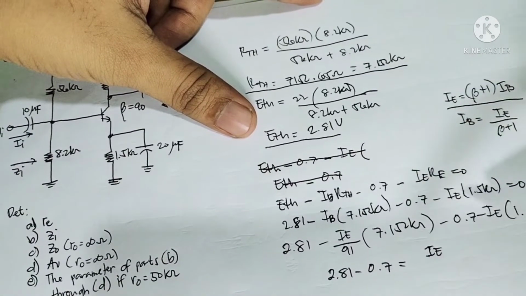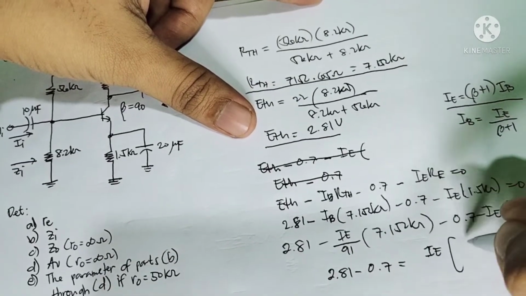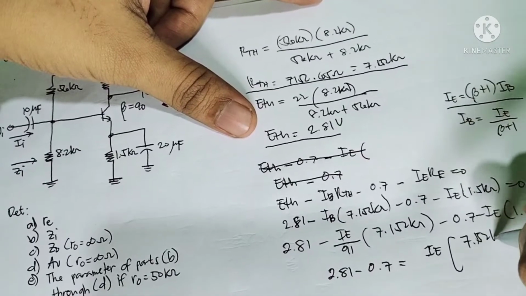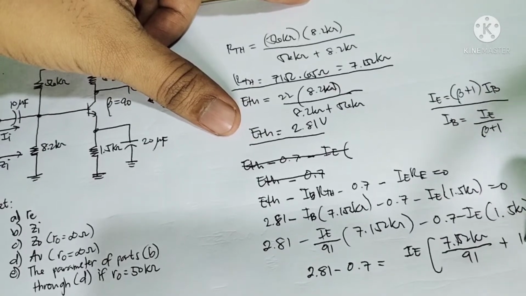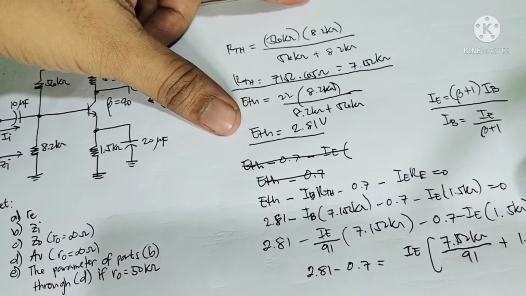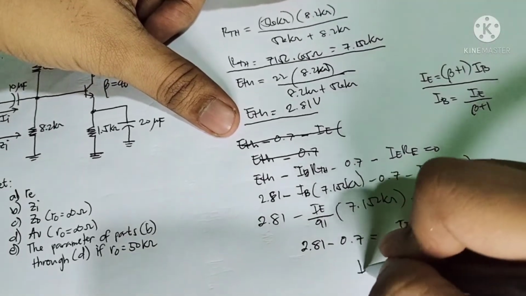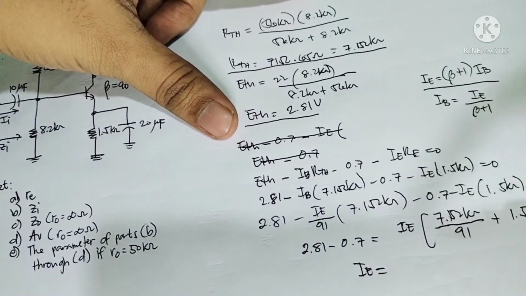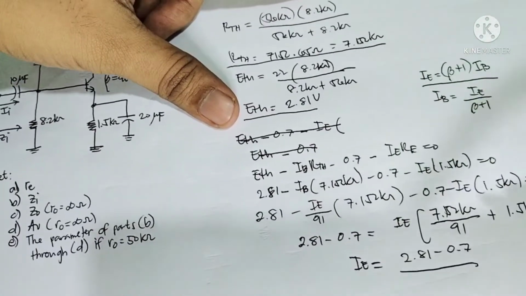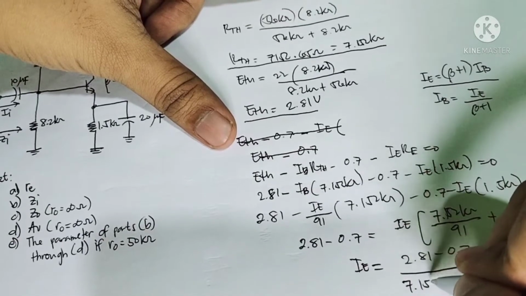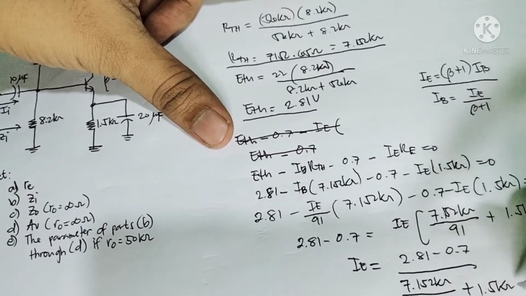Since IE is common, this will be 7.152 kilo ohms divided by 91 plus 1.5 kilo ohms. So in terms of IE, divide both sides by this equivalent. So 2.81 minus 0.7 divided by 7.152 kilo ohms divided by 91 plus 1.5 kilo ohms.